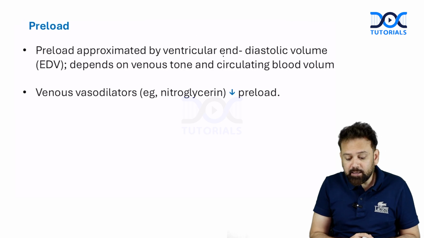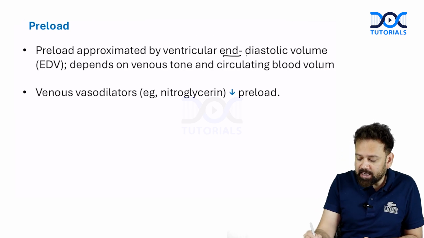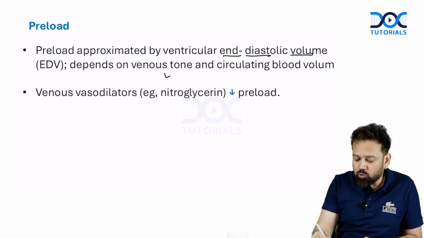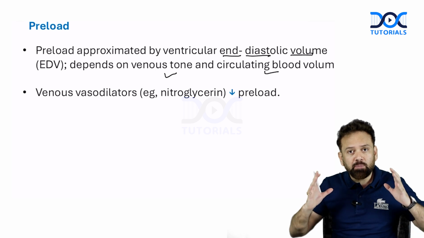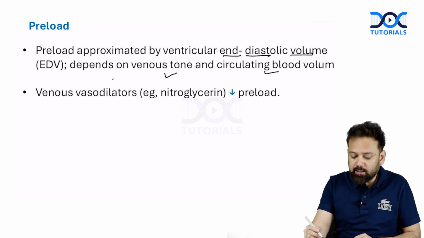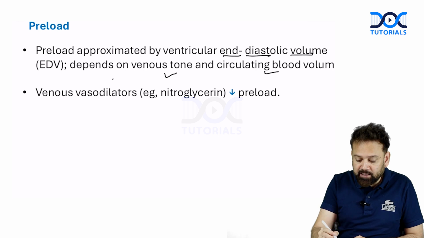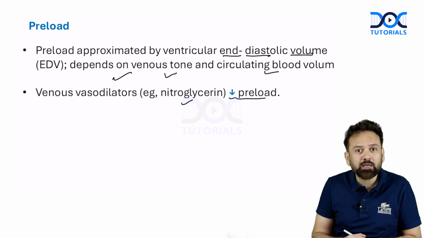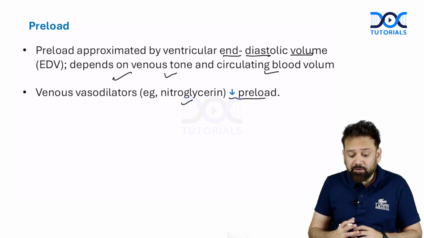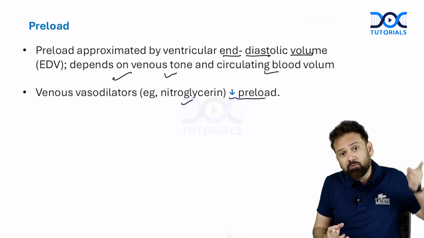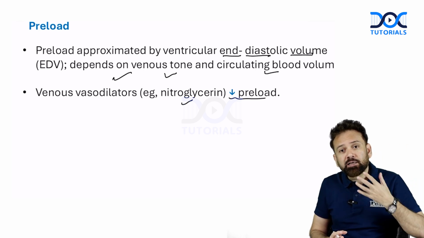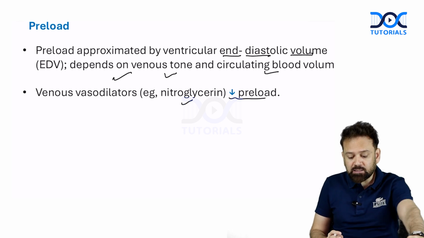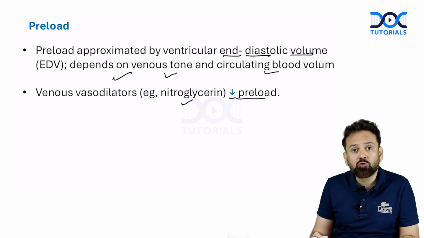Preload is approximated by ventricular end diastolic volume. We know what preload and end diastolic volume are, and it depends on venous tone and circulating blood volume. The more the blood volume, the more the force of contraction. It is called preload. And sometimes a venous vasodilator like nitroglycerin can also decrease preload. Preload is the amount of blood in the ventricle before contraction. If we have given a venous vasodilator, preload will be decreased, so automatically force of contraction will be decreased and stroke volume will be decreased. So this is how a decrease in preload happens due to a venous vasodilator like nitroglycerin.